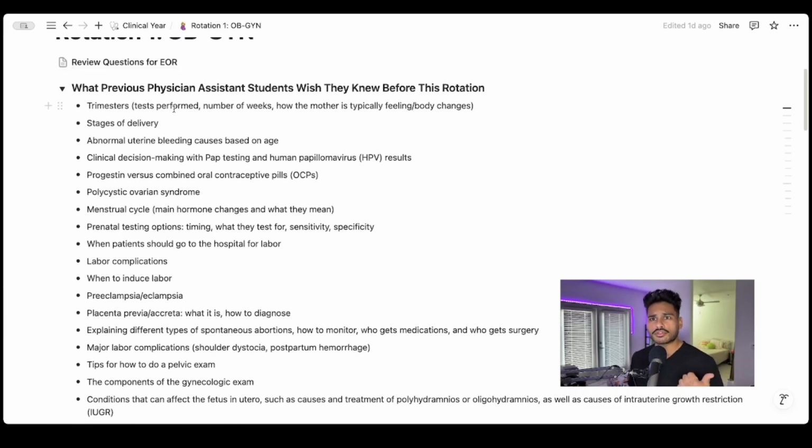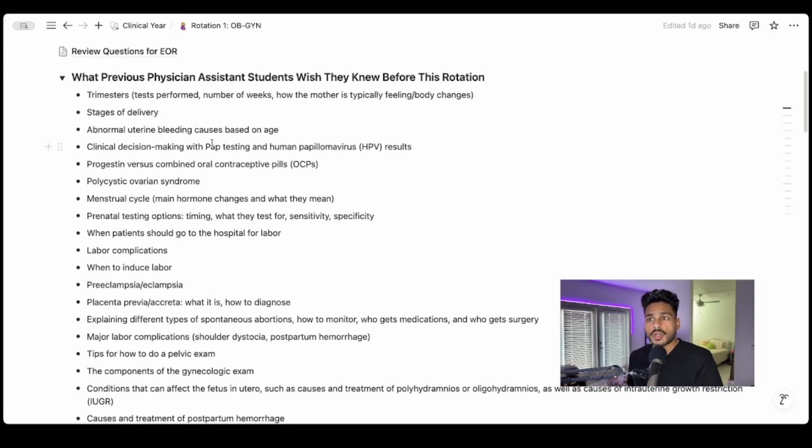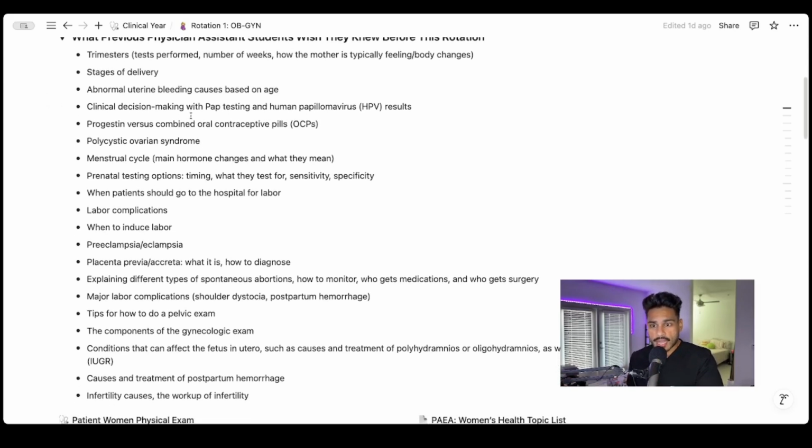So you really have to know trimesters, stages of deliveries. AUB is a big one, which we will see. Actually, I'm going to show you important pages of my Notion in my OB-GYN rotation, because I think they represent large concepts on the EOR, right? So I have put a toggle list for that.